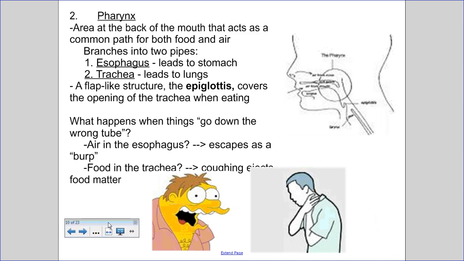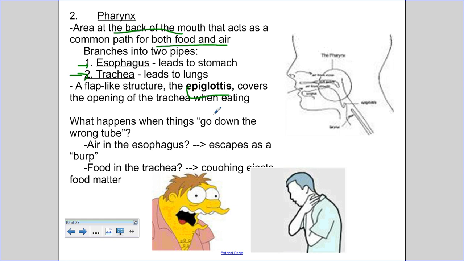So next is the pharynx, and it's the area at the back of the mouth that acts as a common path for both food and air. Here, the pharynx will branch into two pipes. There is the esophagus, which will lead to the stomach and the digestive system, and the trachea, which will lead to the lungs. There is a flap-like structure, the epiglottis, that covers the opening of the trachea when eating. So when you swallow food, that food will go down your esophagus and not your trachea.